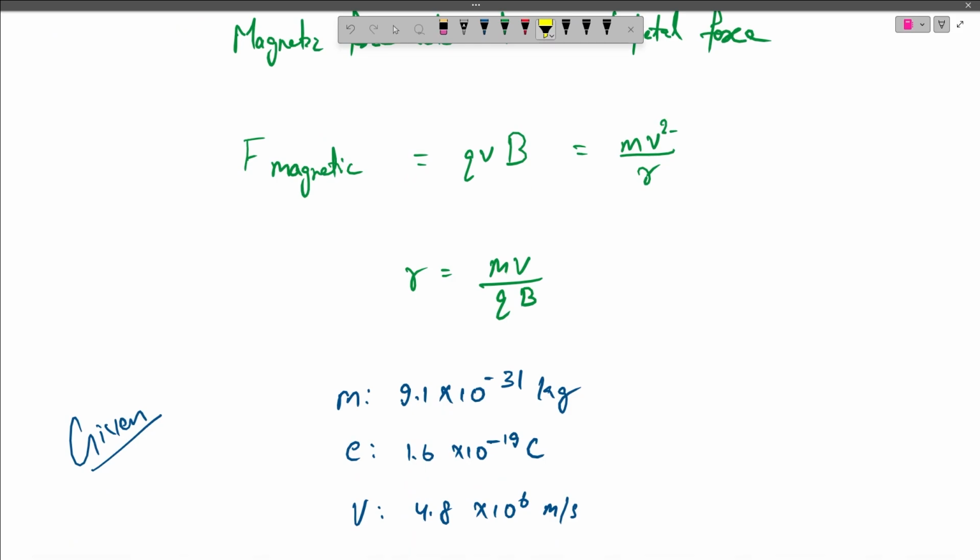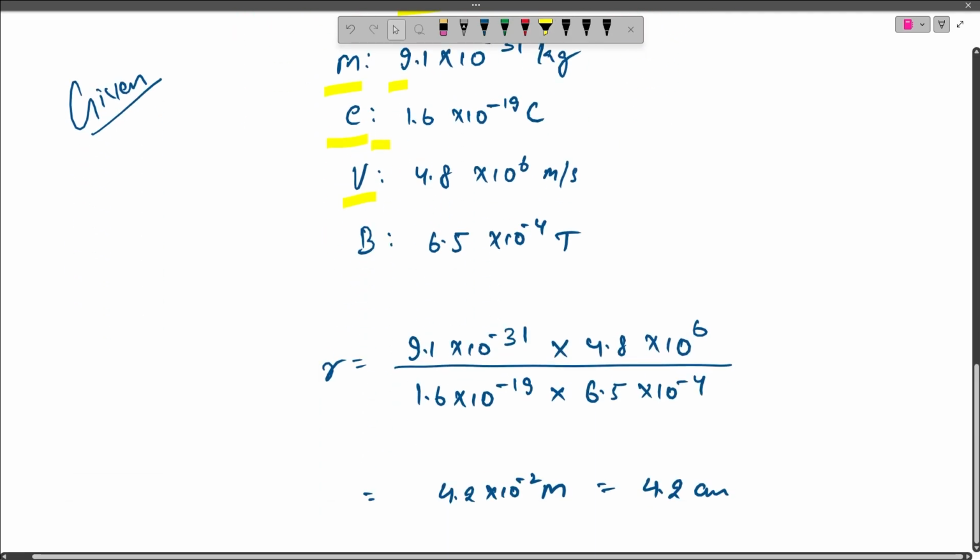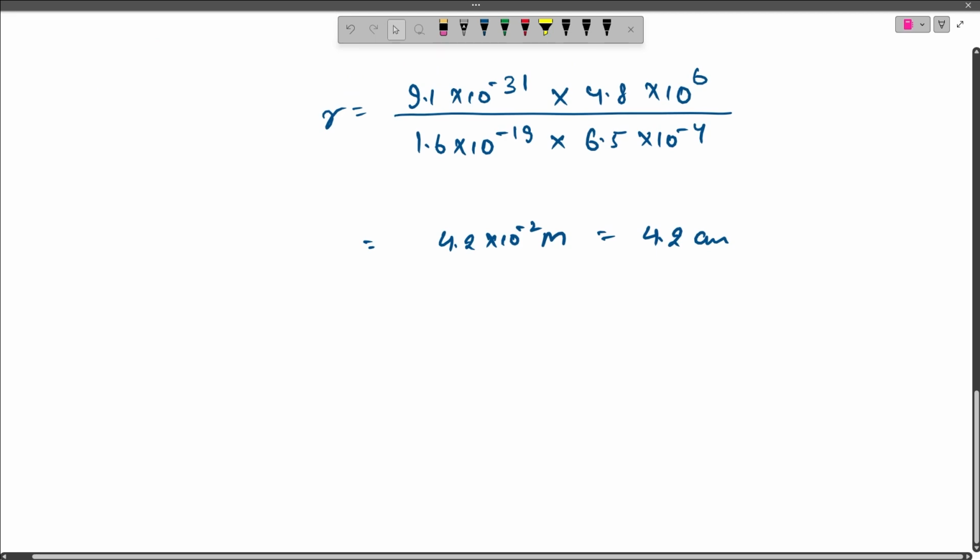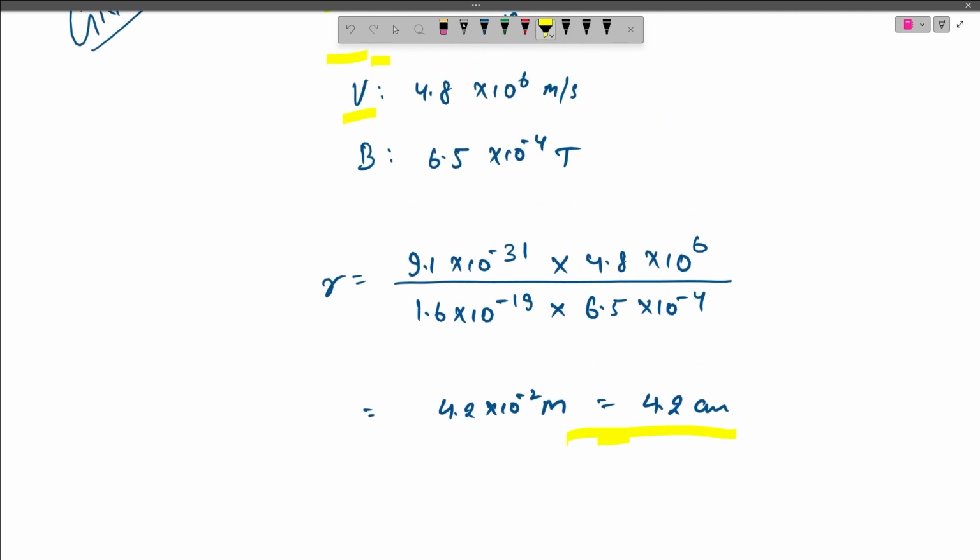So the magnetic force, which is acting as a centripetal force, is given by q times v times B. r will come out to be mv by qB, where m is the mass of electron, q is the charge on electron, v is the velocity of electron and B is the magnetic field. Now substituting this, we will get a radius of 4.2 centimeter. So the radius of the circular motion that the charge will encounter is going to be 4.2 centimeter.